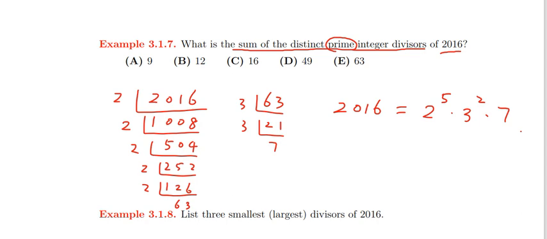So its prime integer divisors are 2, 3, 7. Only these 3 prime divisors, right? Yeah.